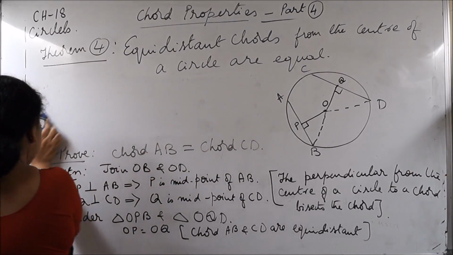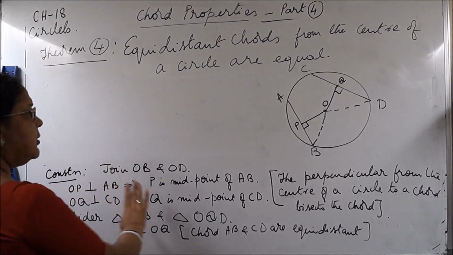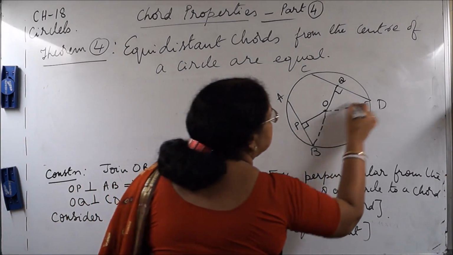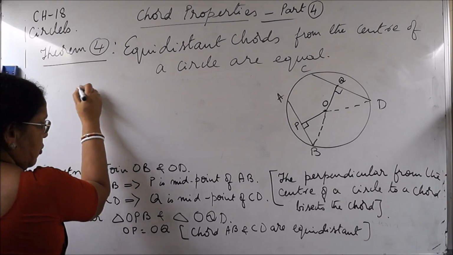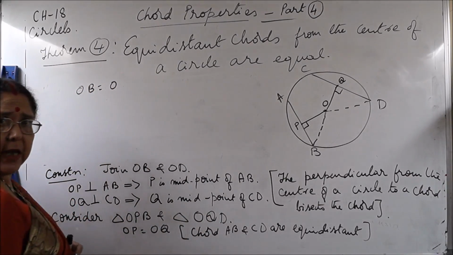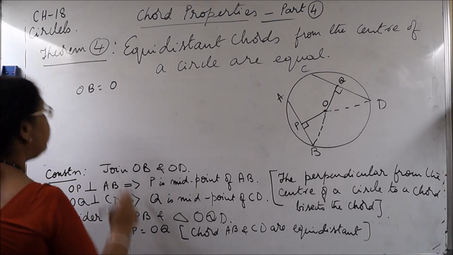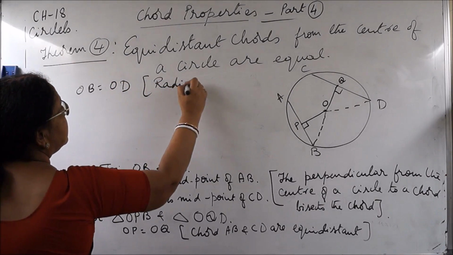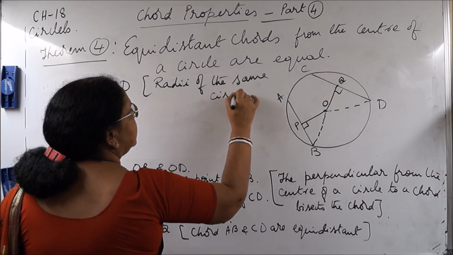Now I am continuing here. Here we already have OP is equal to OQ, that is given to us. Now the second thing that we know is OB is equal to OD. Why? Radii of the same circle. We have to always keep in mind in which order we have written the triangle, and we must write the parts in the same order. So OB is first in OPB, so we must write OB is equal to OD. The reason is radii of the same circle.